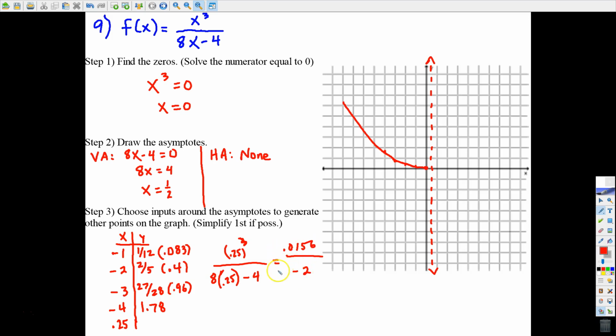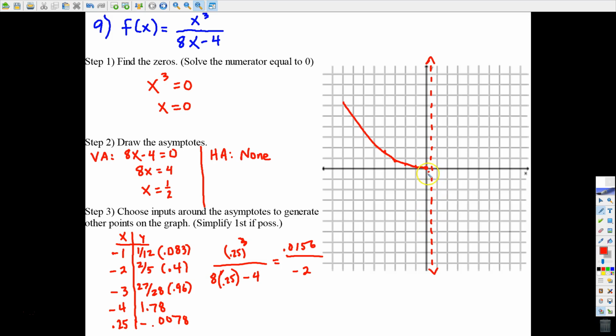Alright, so our final output result here would be 0.0156 divided by -2, and that's -0.0078. Well, that's good information because I pass through the origin, and when I travel 1/4 to the right, I'm going down by not much. But what I've established here is once I do pass through the origin, I'm going to travel all the way down this.